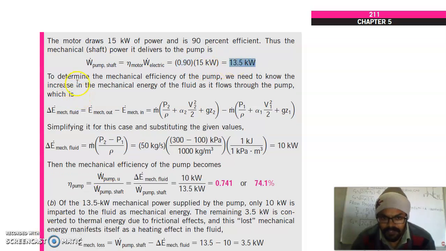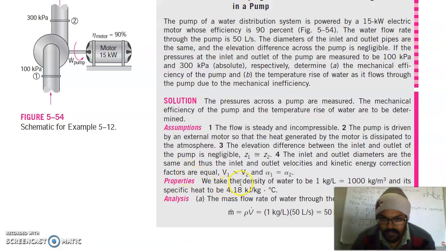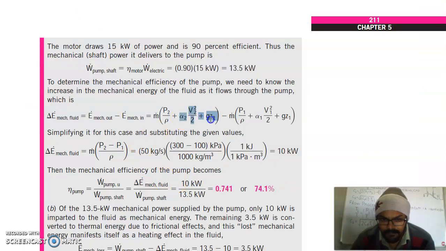Now we have to find the pump efficiency, and to find the pump efficiency we need to know the increase in mechanical energy of the fluid as it flows through the pump. The increase in mechanical energy of the fluid is equal to mechanical energy out minus mechanical energy in, which is represented by this equation. As we have considered, Z1 is equal to Z2 and the diameters of the pipe are the same, inlet and outlet. So these two factors will be neglected in this equation. You will get this equation here. Change in pressure is 300 minus 100, and when you solve, that is the energy imparted to the fluid, that is 10 kilowatt.